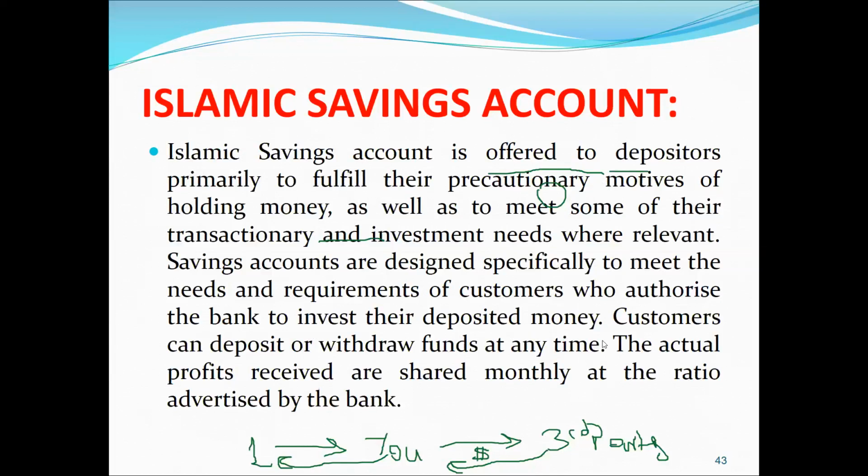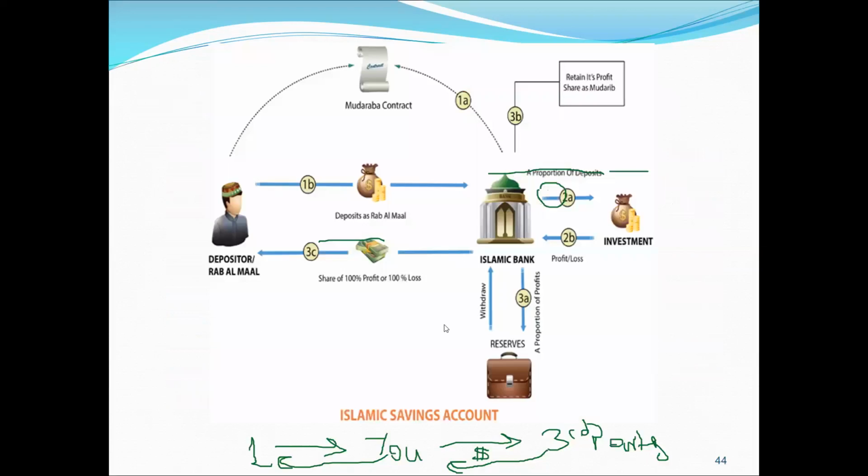Okay, one thing in the saving account: when you receive the profit, it should be shared between the bank and the customer. And the ratio is discussed before putting the money into this account. They will tell you on which type of agreement your deposited money will be invested. It will be murabaha or musharaka, any contract they will tell you. Don't worry about it. So this is how it works.